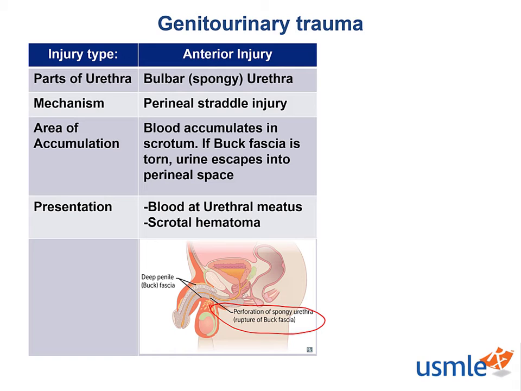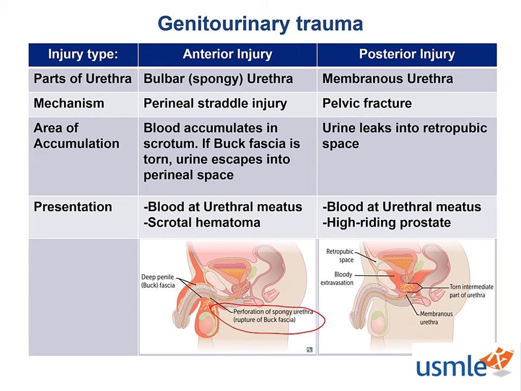If this structure is ruptured, then there can be an accumulation of blood in the scrotum, and urine can escape into the perineal space if Buck's fascia is torn. This would present with a scrotal hematoma due to all the blood and urine pooling.